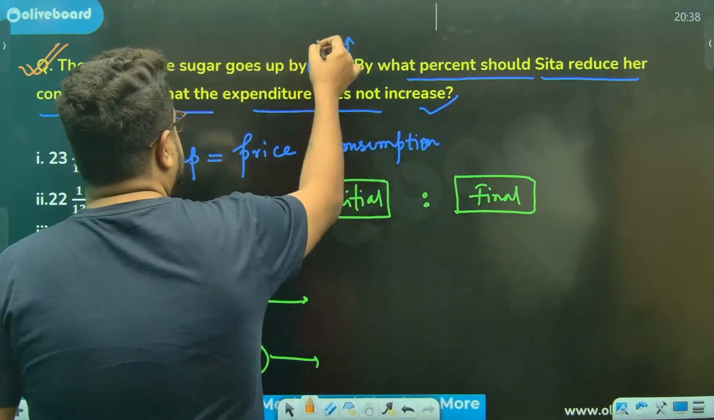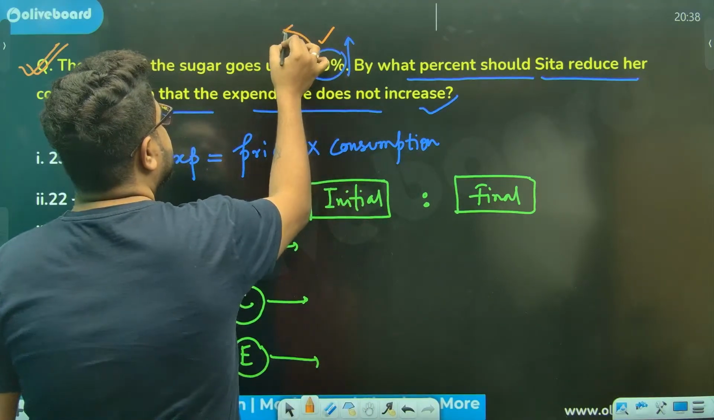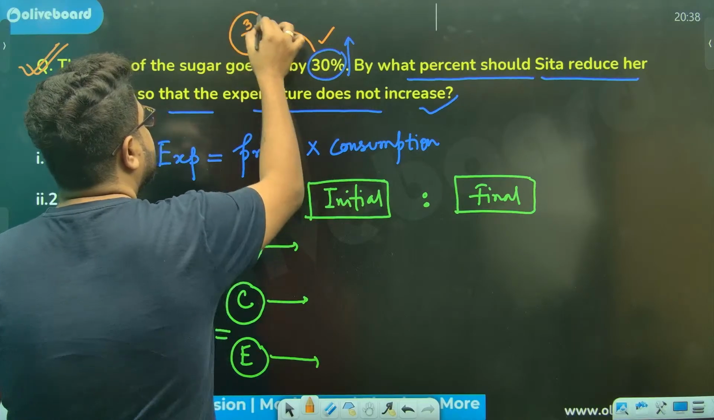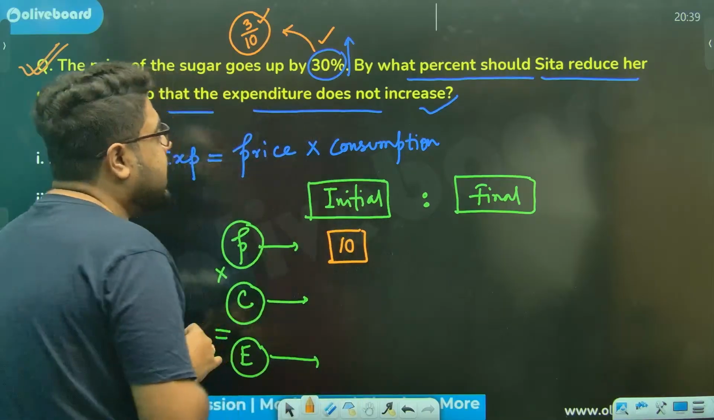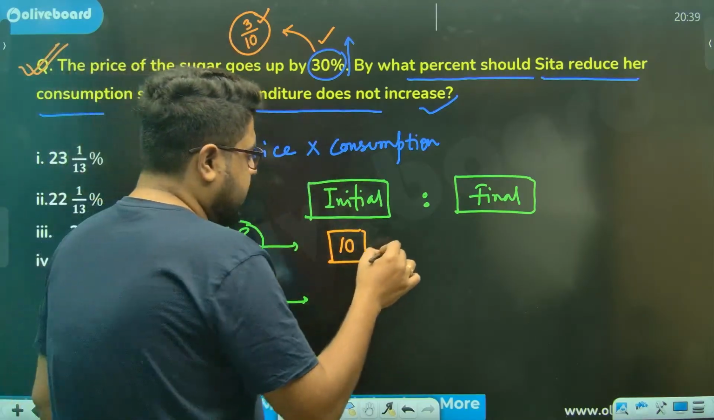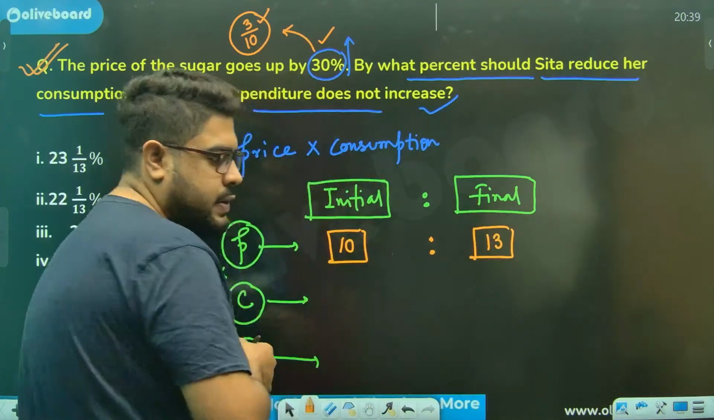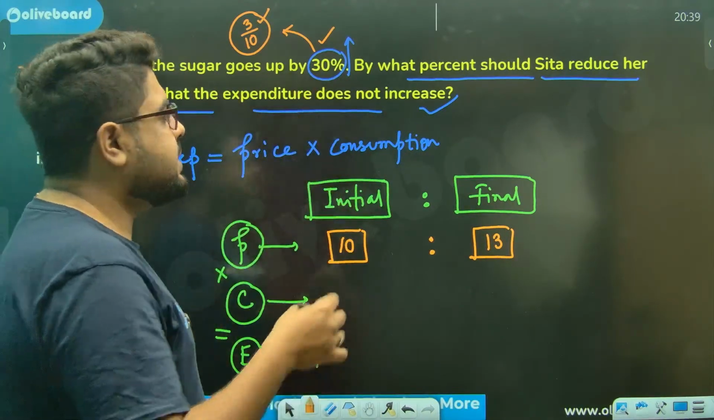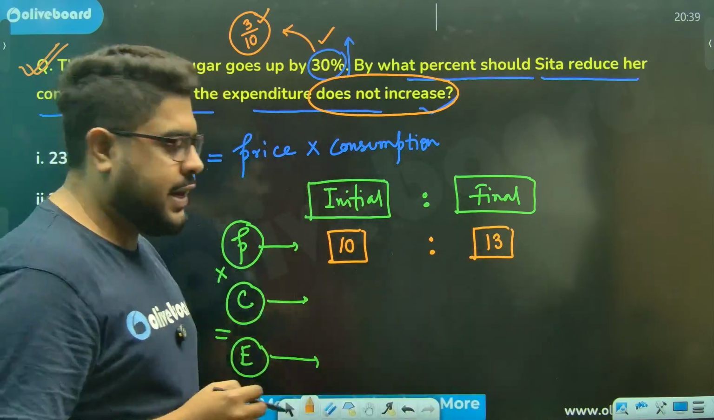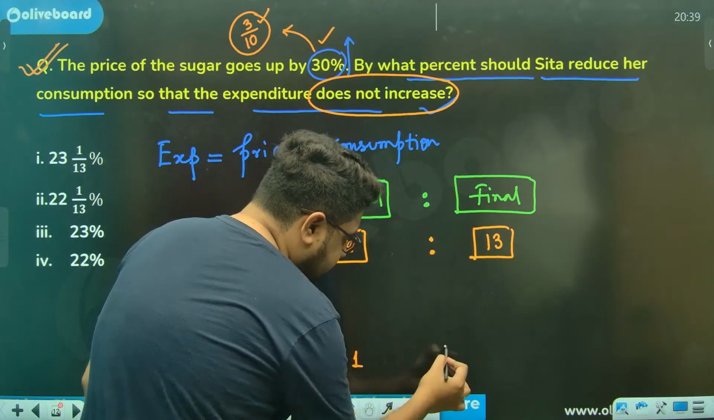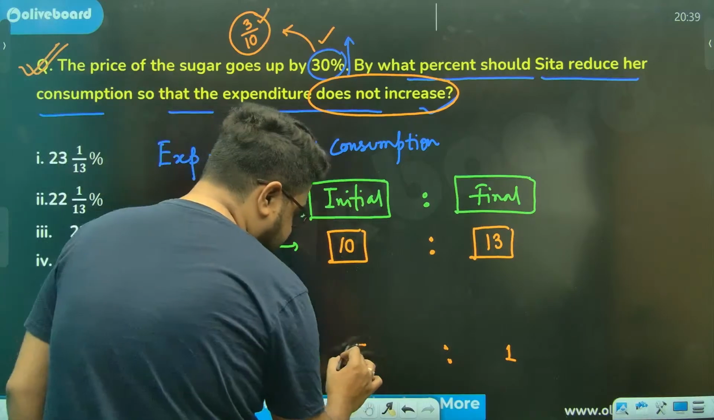So price of sugar goes up by this. 30% means 3 by 10. Meaning initially if the price of the sugar was 10, now it will increase by 3, so the final price is 13 rupees, 3 rupees more. Now, expenditure, what happened? It does not increase, meaning it is constant, same for initial and final. So this is 1:1, meaning equal.